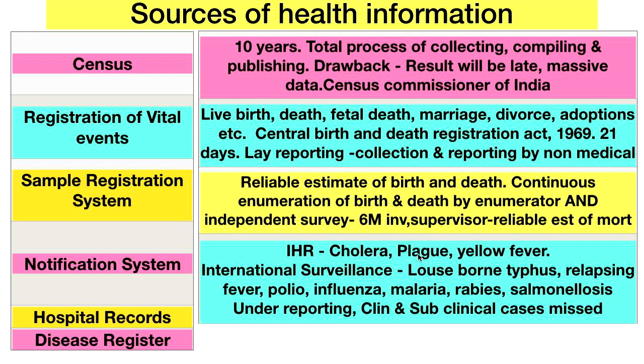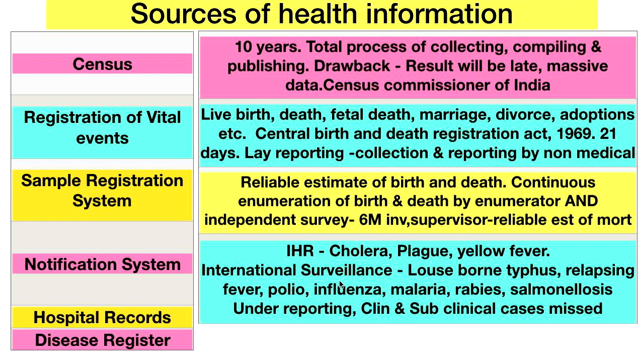There are 3 diseases which come under the International Health Regulations and should be immediately notified. What are these 3 deadly diseases? Cholera, plague and yellow fever. And there are some other diseases which are notified by WHO as diseases under international surveillance. What are they? Louse-borne typhus, relapsing fever, polio, influenza, malaria, rabies, salmonellosis.